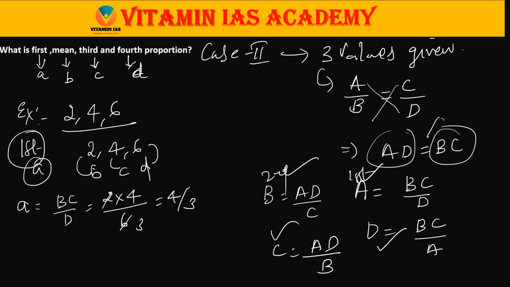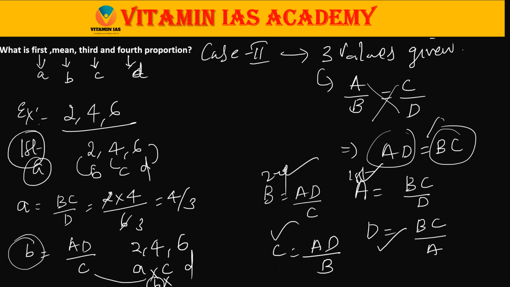And in the same way, what is the B value? The second proportion here is AD by C. It means you shouldn't mention B here. 2, 4, 6 become A, C, D, because B will not come here, since B is what we want.